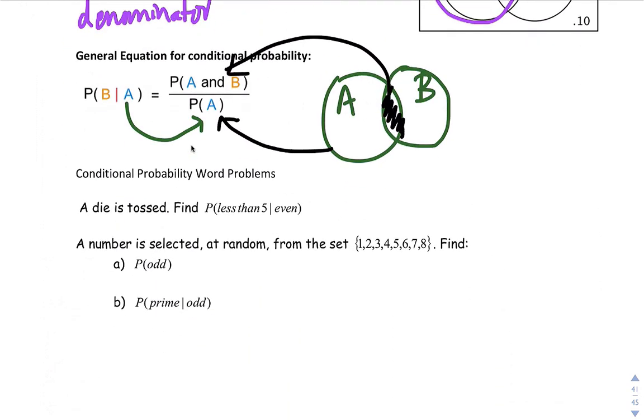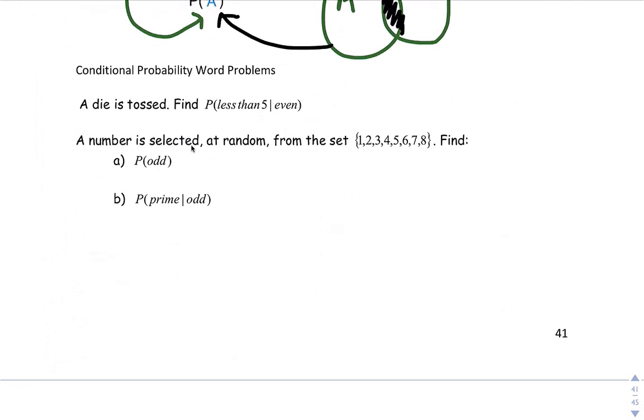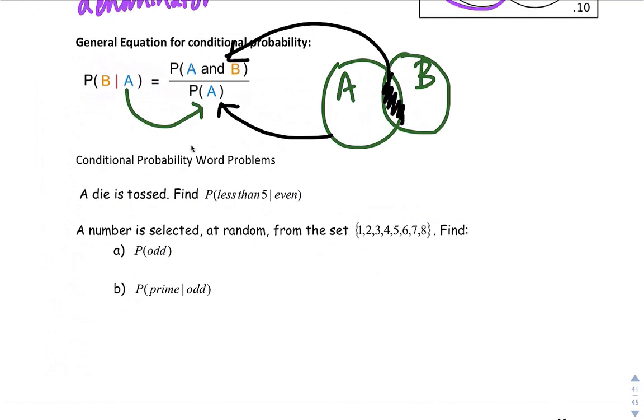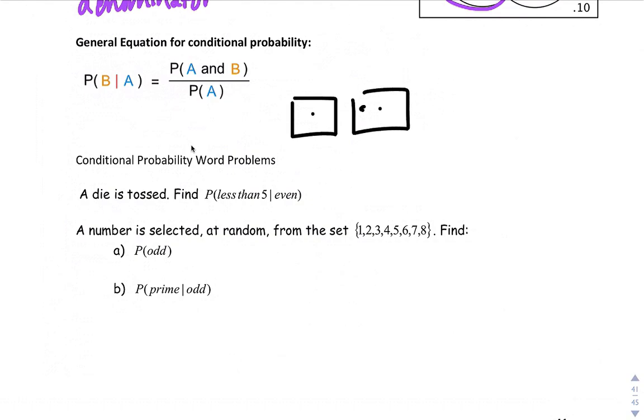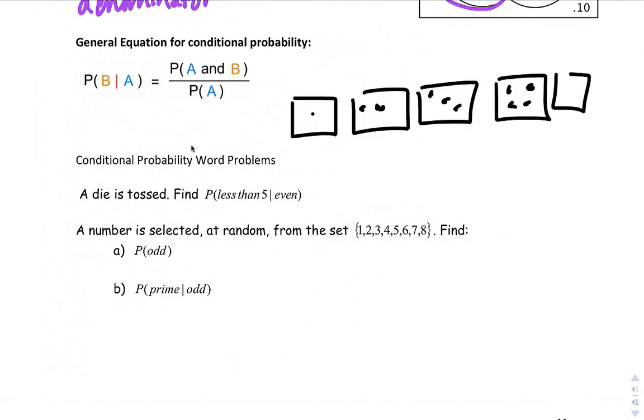All right, conditional probability word problems. A die is tossed. So a number cube, dice, die. Find the probability that it's less than 5 given it is even. All right, so I'm going to draw all the different results of your number cube. So you can get a 1, you can get a 2, you can get a 3, you can get a 4, you can get a 5, you can get a 6.